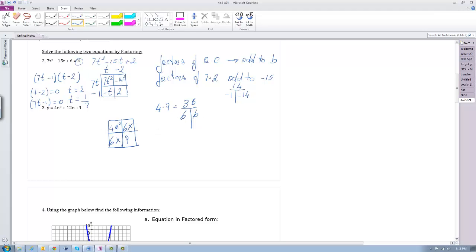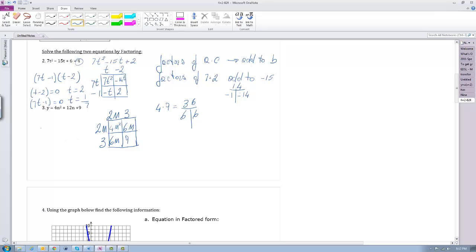Sorry, I'm so used to writing x that I made a mistake here. I should be writing n. So 6n and 6n. The greatest common factor for the first row is 2n. And the greatest common factor for the second row is 3 in this case. If I do the same thing for the first column, the greatest common factor of 4 and 6 is 2n. And the greatest common factor on this column would be 3.